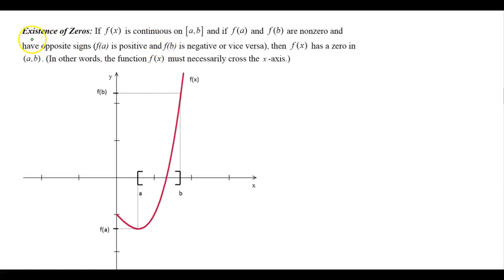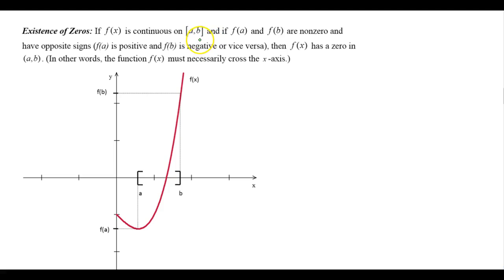Alright, so this is sort of a special case of the intermediate value theorem. So it's its own theorem. It's the existence of zeros theorem, or important result. And here's what it says. It says if f of x is continuous on the closed interval from a to b.